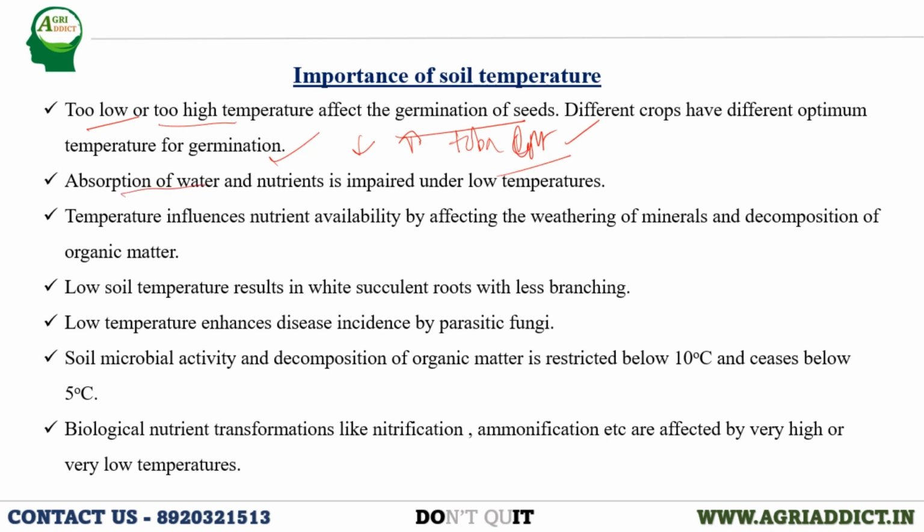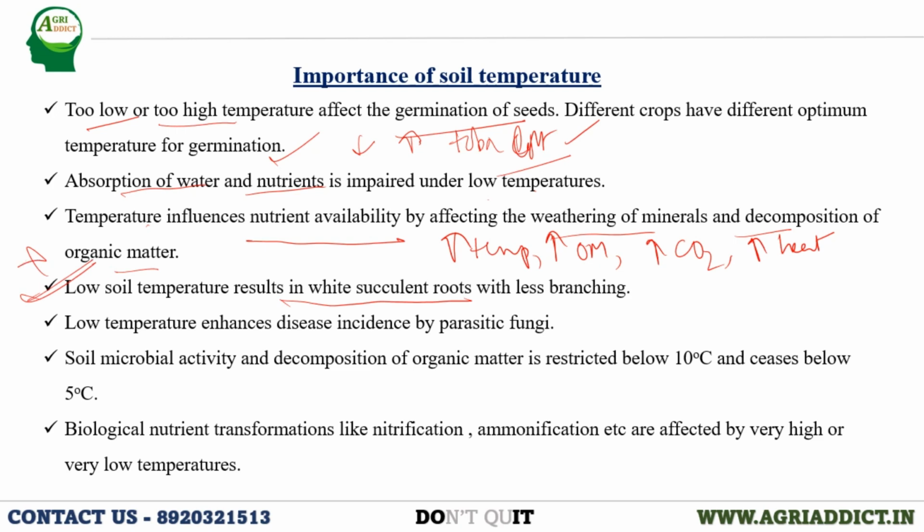And absorption of water and nutrients is also impaired under low temperature. And temperature influences the nutrient availability by affecting the weathering of minerals and decomposition of organic matter. When there is more temperature, there is more decomposition of organic matter, so more CO2 evolution will be there and more heat will be generated further. So these are all the topics we have to link using these fundamentals. And low soil temperature results in white succulent roots.